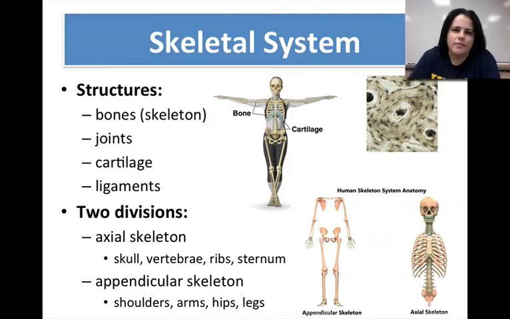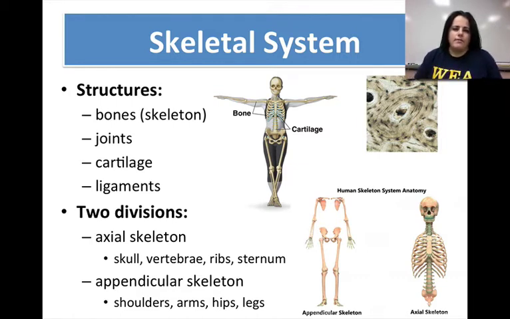Today we're going to talk about the skeletal system. The skeletal system not only involves the bone or the skeleton, but also the joints, the cartilage, and the ligaments that make it up. The skeletal system is divided up into two major parts or divisions. The axial skeleton, which includes the skull, the vertebrae, or the spine, the ribs, and the sternum.